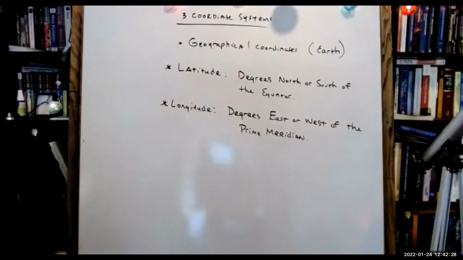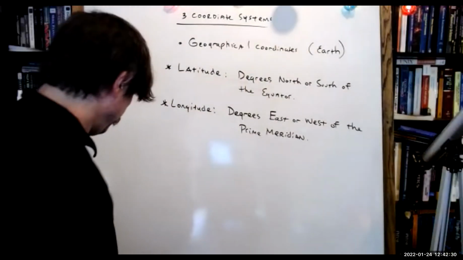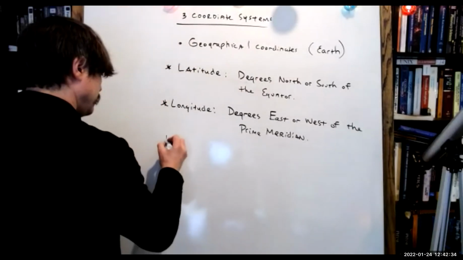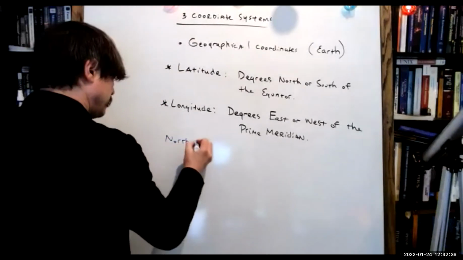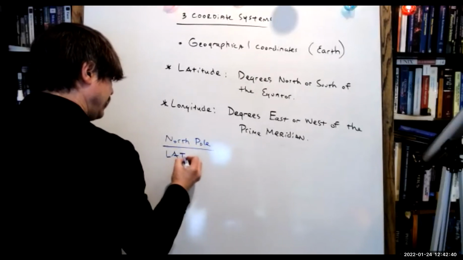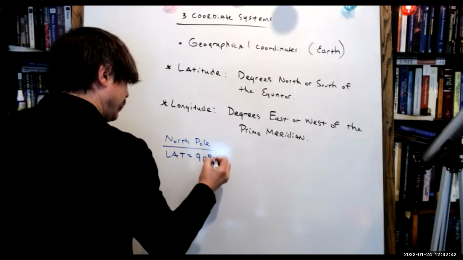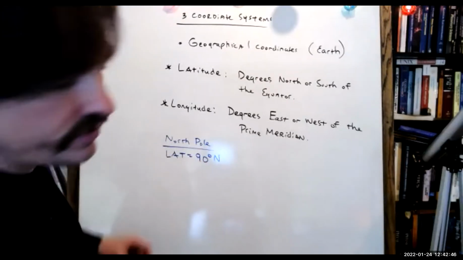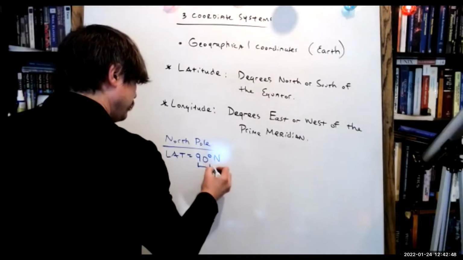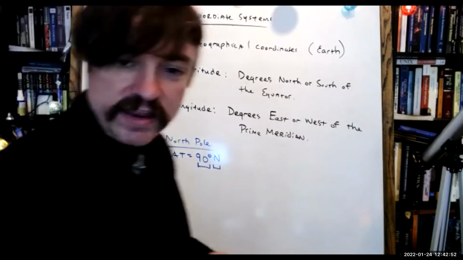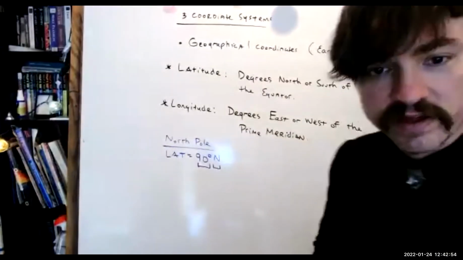So, as an example, if you take the North Pole, the North Pole has a latitude of 90 degrees north. You'll notice that for each latitude, you have to specify an angle and a direction for completeness. 90 degrees north, of course, is different than 90 degrees south.